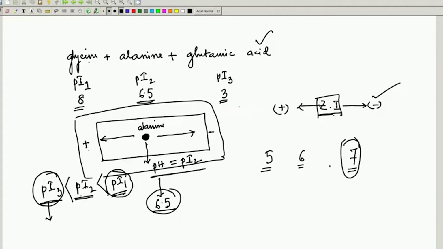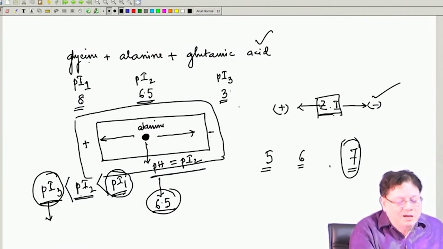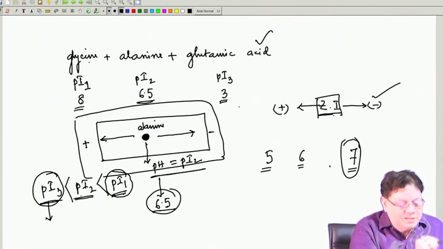Suppose I have a solution containing a mixture of 3 amino acids: glycine, alanine and glutamic acid. Suppose the isoelectric point, and this is an assumption, it may not be correct, we are not taking any value from the literature, but let us assume that the isoelectric point of glycine is 8, the isoelectric point of alanine is 6.5, and the isoelectric point of glutamic acid is 3. So, pI 3 is less than pI 2, which is less than pI 1.